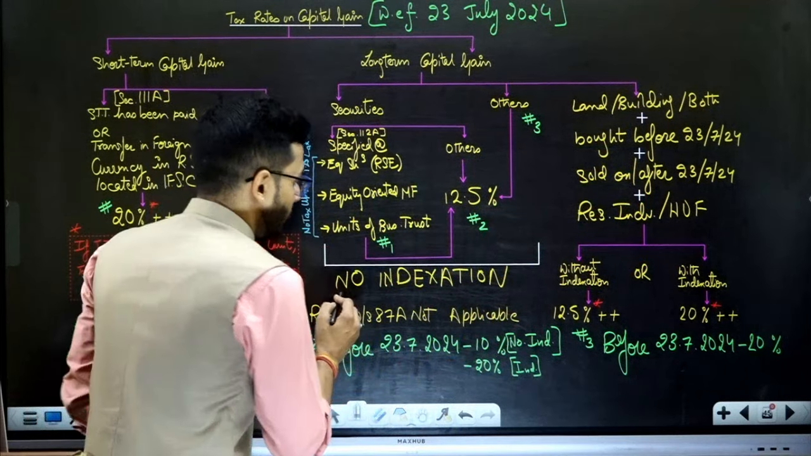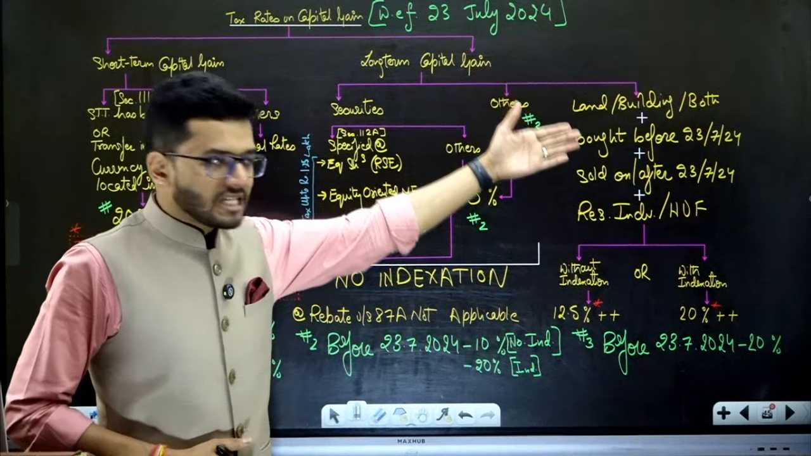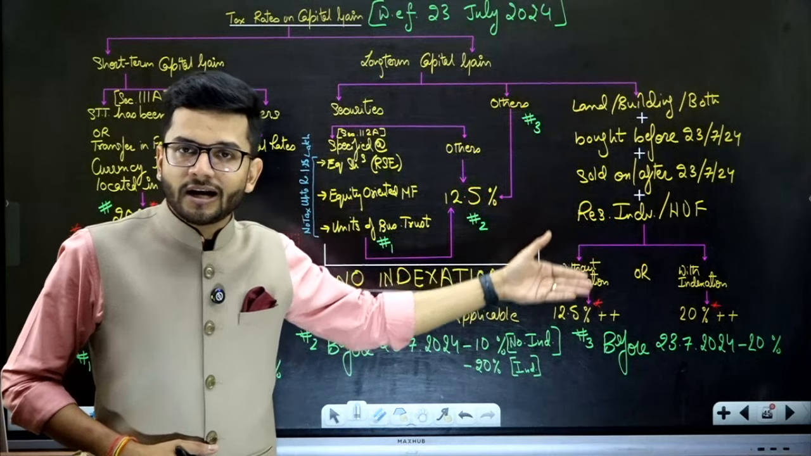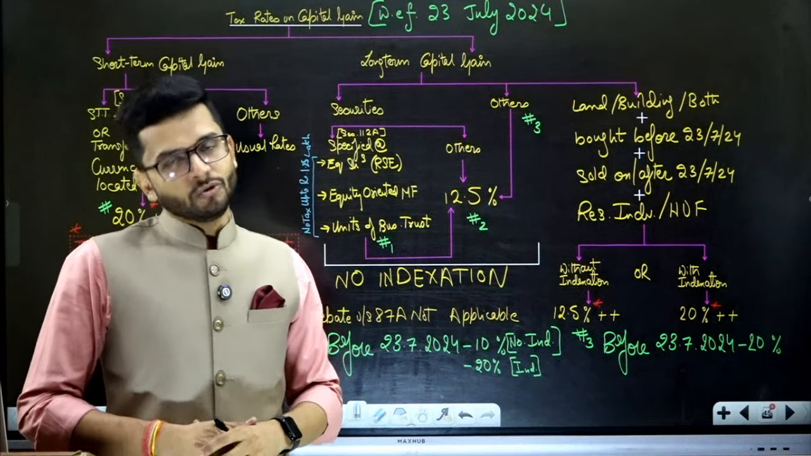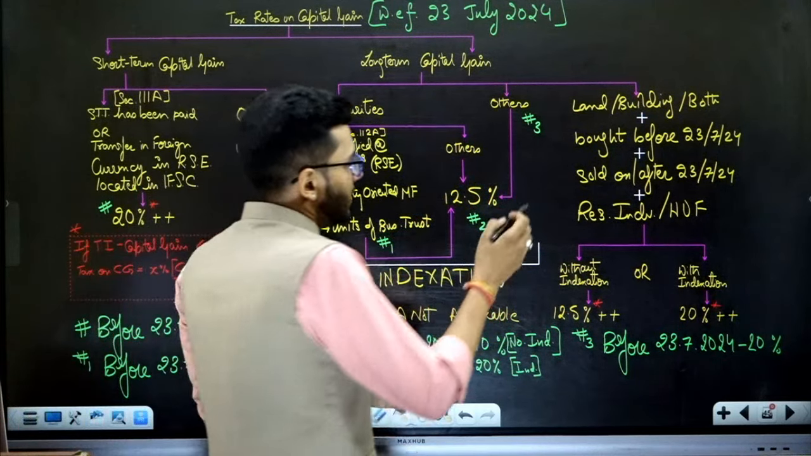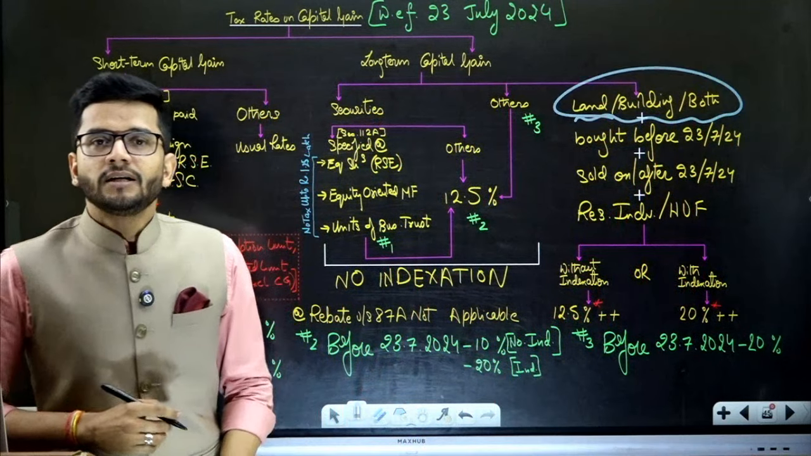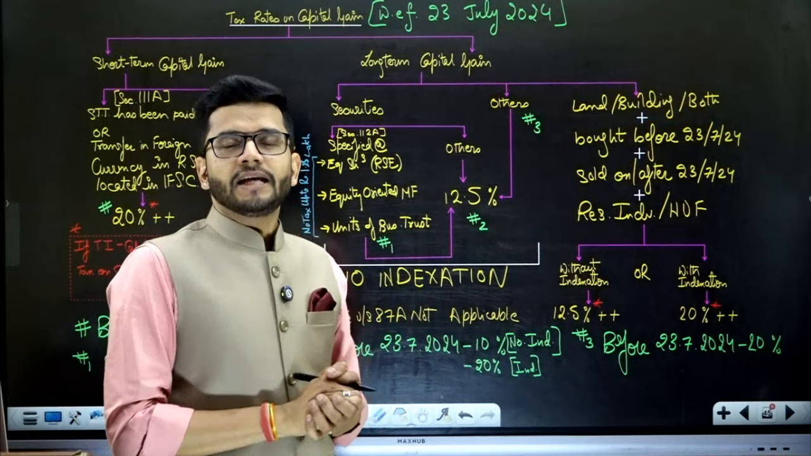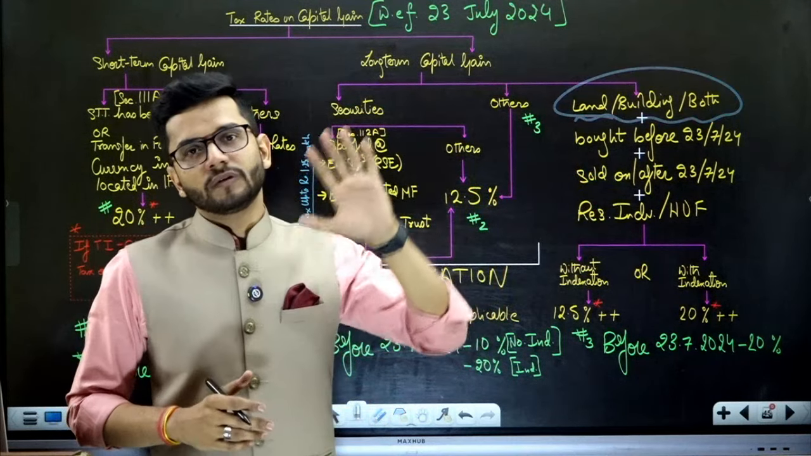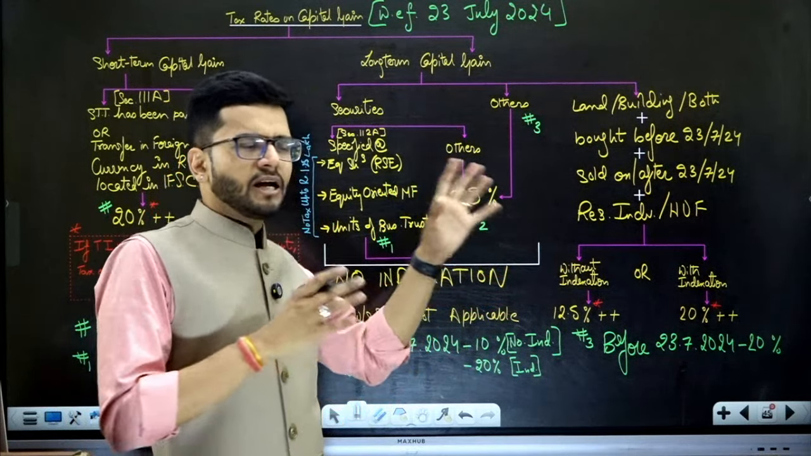So the general rule is no indexation for long-term capital gain. That's the generic rule. But there's an exception which has been carved out. If you fulfill 4 criteria, then you will be allowed indexation benefit also. What are these 4 criteria? Let's study. A, the capital gain should have arisen on long-term capital gain. The long-term capital gain should have arisen on land or building or both. No jewelry, no shares, no any other kind of asset.